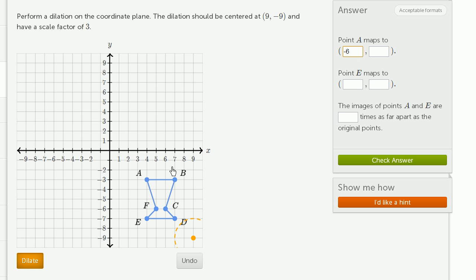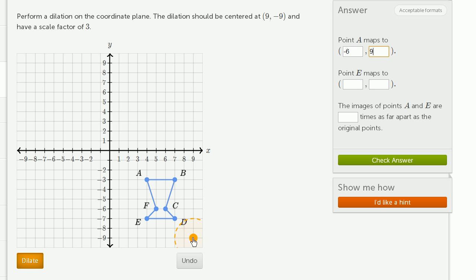And likewise, we want its y-coordinate to be 3 times further. Right now, it is at -3 relative to -9, so it is 6 more in the y direction. We want it to be 18 more. 18 more than -9 would be +9. So point A should map to (-6, 9).